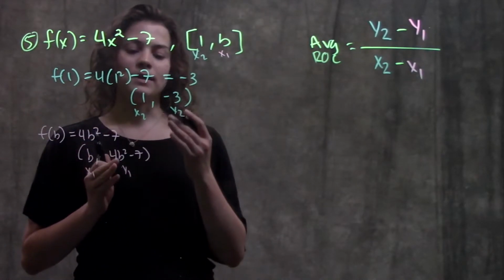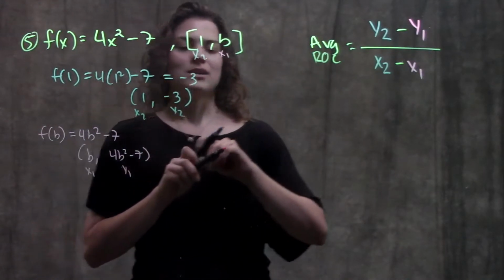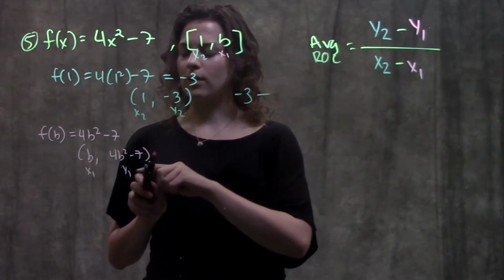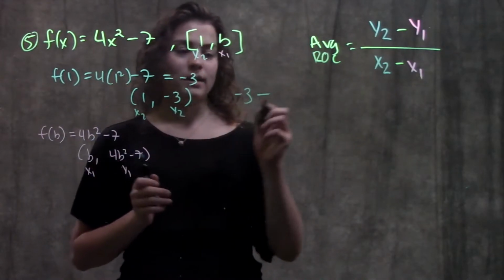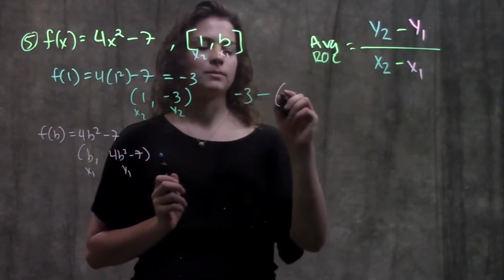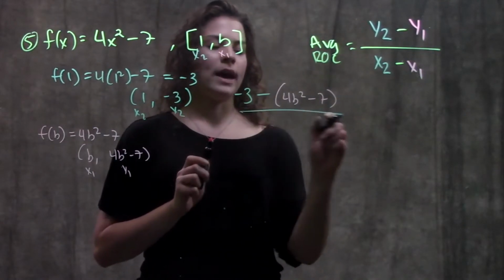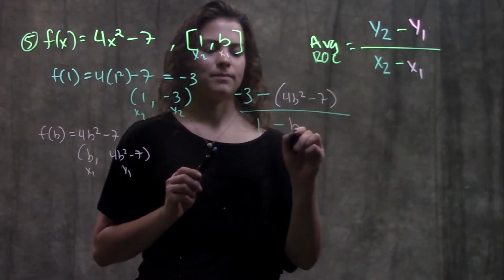And now I can just plug these 2 points into my formula to find my average rate of change. So I have the difference in the y's on the top, so negative 3 minus my y1. In this case, though, I'll have to subtract this entire quantity. I'm going to add a parentheses, minus parentheses 4b squared minus 7. And all that is over the difference in the x's. So just 1 minus b.